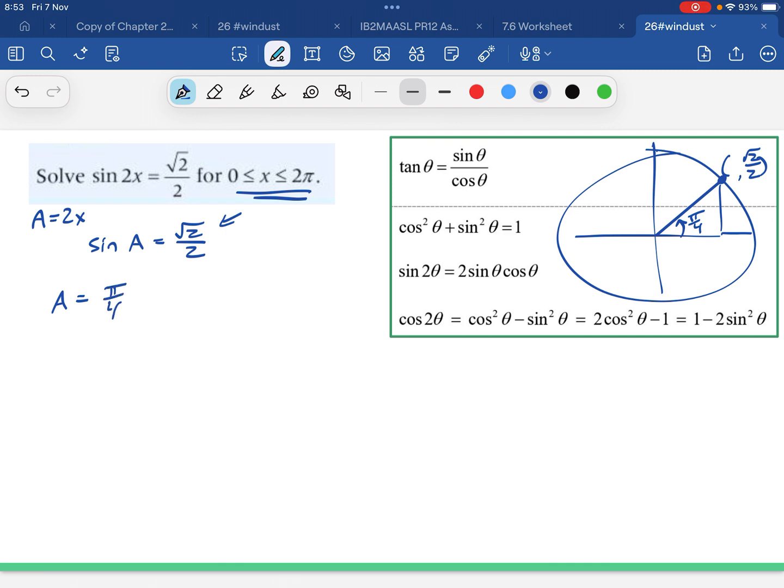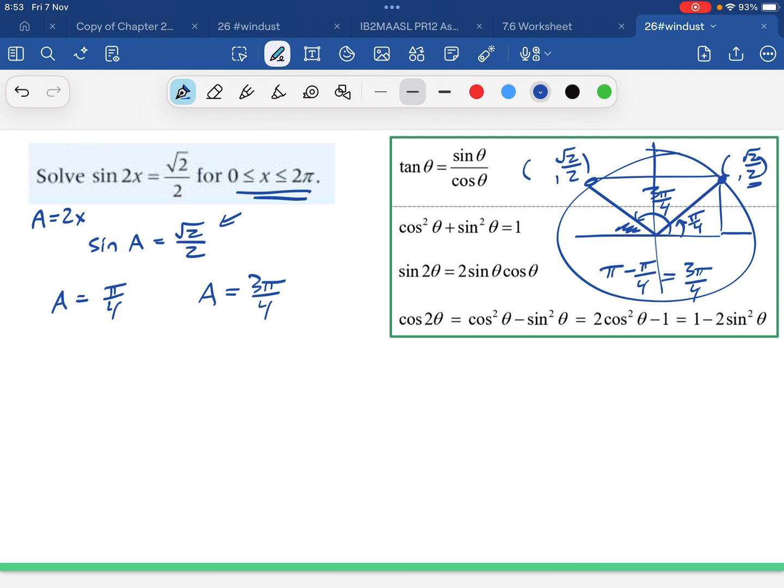But where else has the same y value? It's over here in the second quadrant, so I've also got this angle. There are different ways you could figure that out. Probably what I would do is pi minus pi over 4, a half rotation minus that angle right there, and that gives me 3 pi over 4. So 3 pi over 4 also gives me a y value of root 2 over 2. So a is equal to pi over 4, and a is equal to 3 pi over 4.